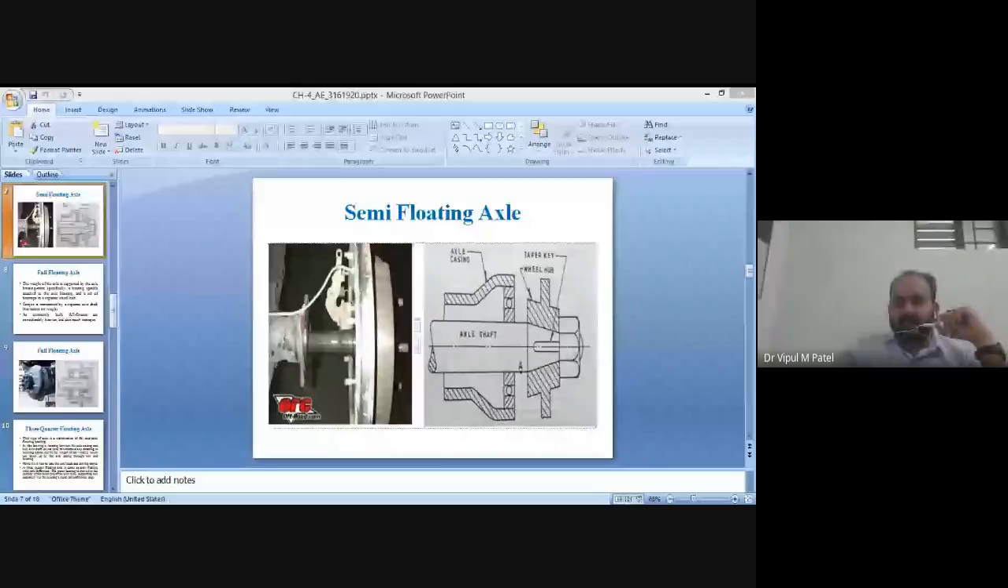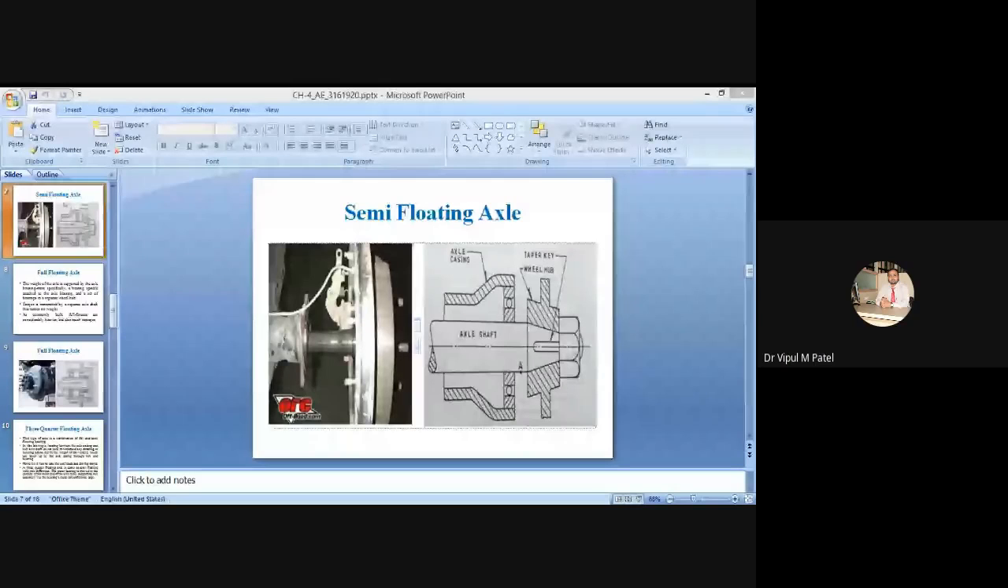So you can see that the axle, or the wheel, is often directly bolted to the flange of the axle. So you can see in the figure, it is the same semi floating axle, and with the use of that, we can easily transmit the power to the wheel.